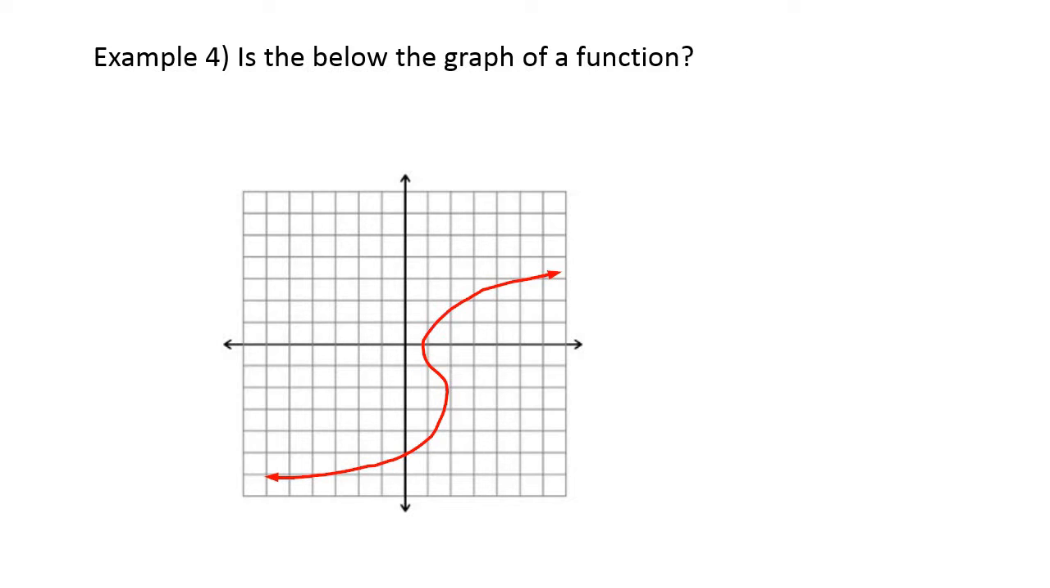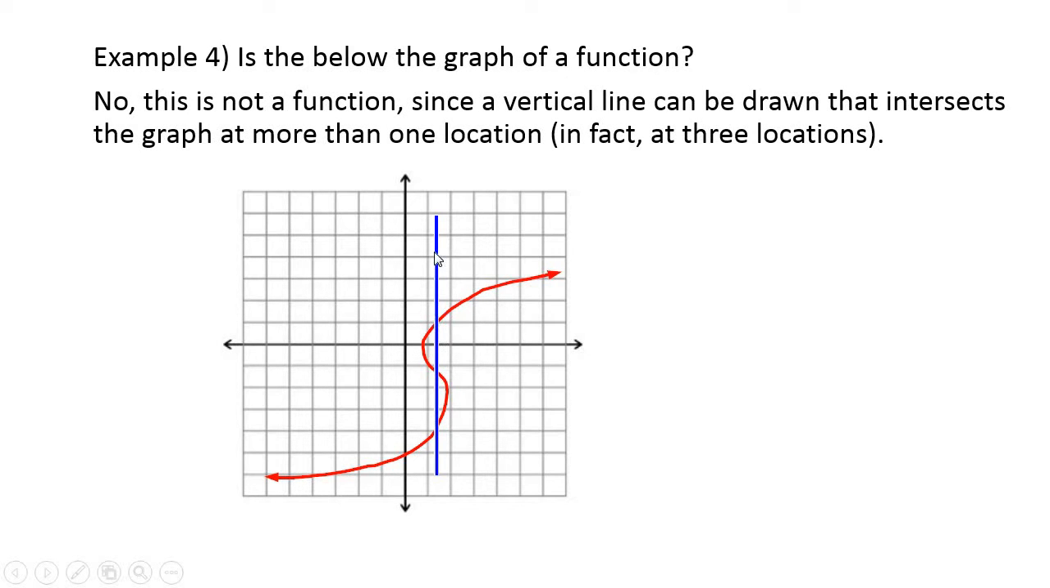Example 4, is the below graph a function? The answer again is no, since if I draw a vertical line right there, it actually intersects the curve at 3 places. So if it intersects at 2 or more places, that means it is not a function anywhere on the graph. If you drew your line over here, yeah, it only intersects once. If you drew your line over here, yes, it only intersects once, but that has to be the case everywhere. So you narrow in on points where it could intersect more than once, and then you've shown that it's not a function.